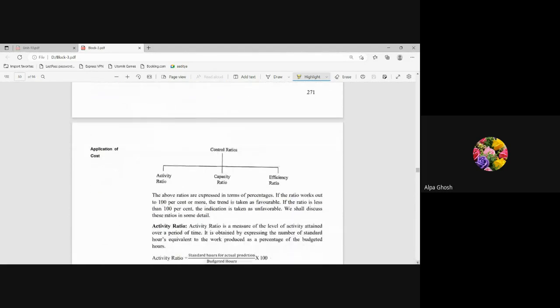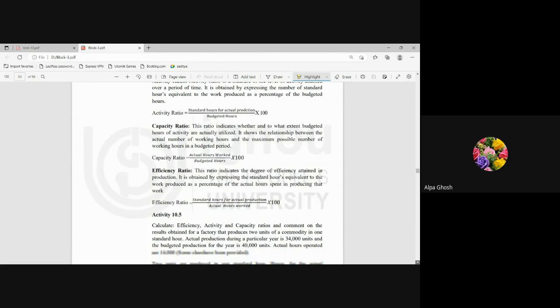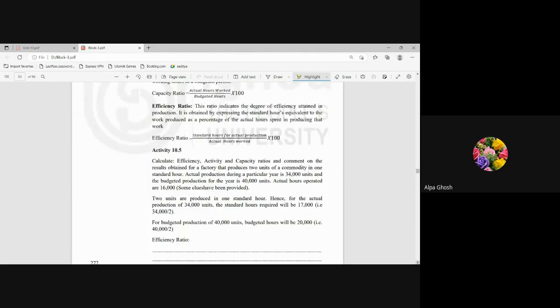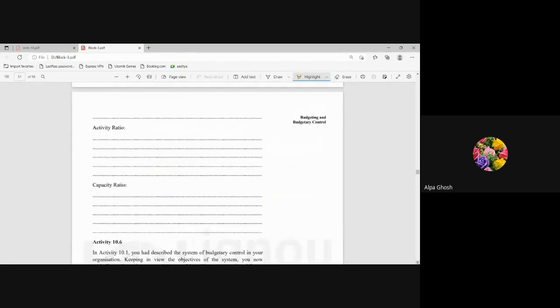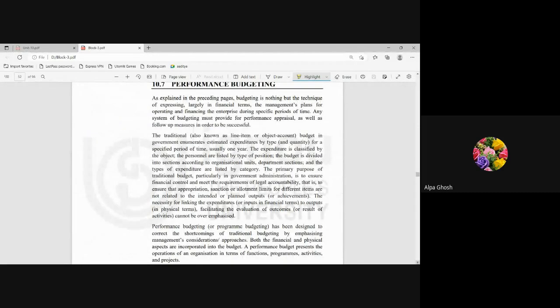Okay? So after this budget, there are the ratios which control the budget. The ratios are activity ratio, capacity ratio, and efficiency ratio. Activity ratio is based on hours of production. Capacity ratio and efficiency ratio are based on actual hours worked. So as per the budget, we need to find out how many hours the workers are working, what we have planned, and whether there is any variance. These variations can be found out on the basis of the ratios.